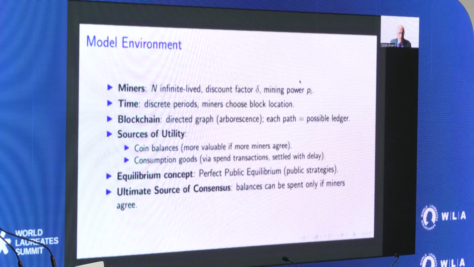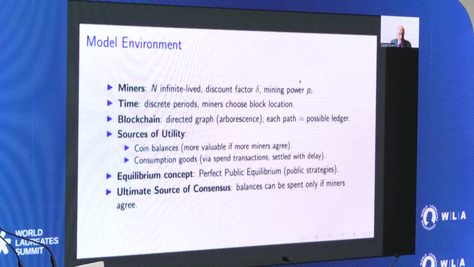And what do the miners care about? They're utility maximizers. They like their coin balances. The more Bitcoin, the better. But who decides their coin balances? The whole blockchain. Coin balances are more valuable if miners agree. If more miners agree, they're more valuable. What you finally get at the end is coins and consumption goods, and you like those. You like them if your consumption goods come by spending on transactions. Transactions are settled with a delay, not immediately.